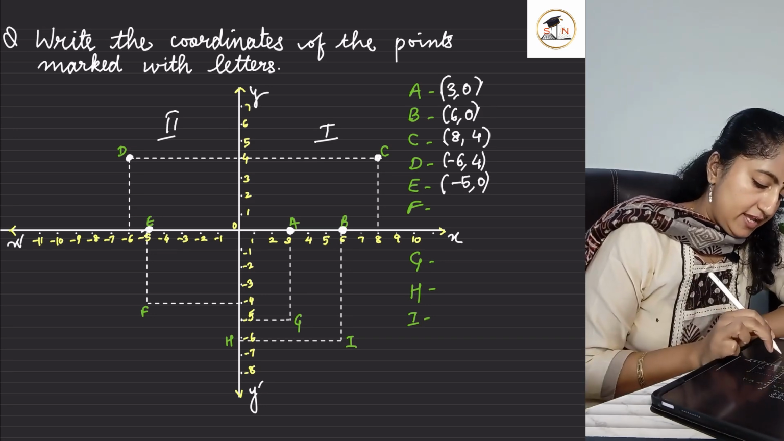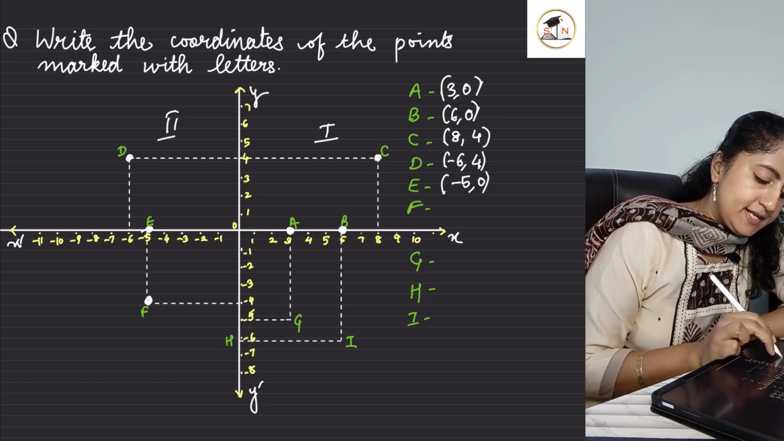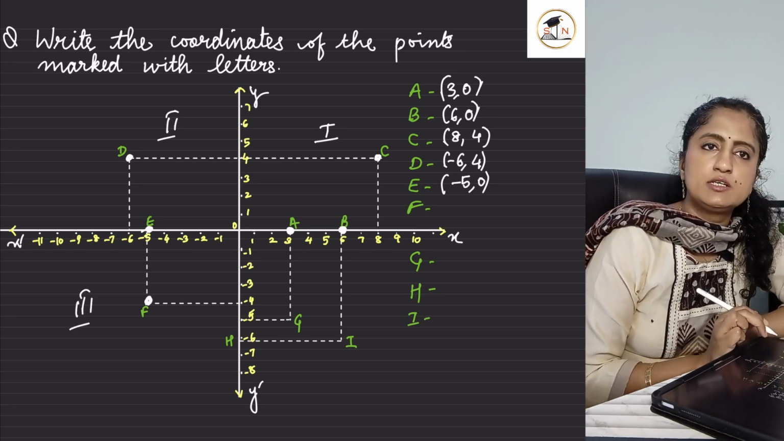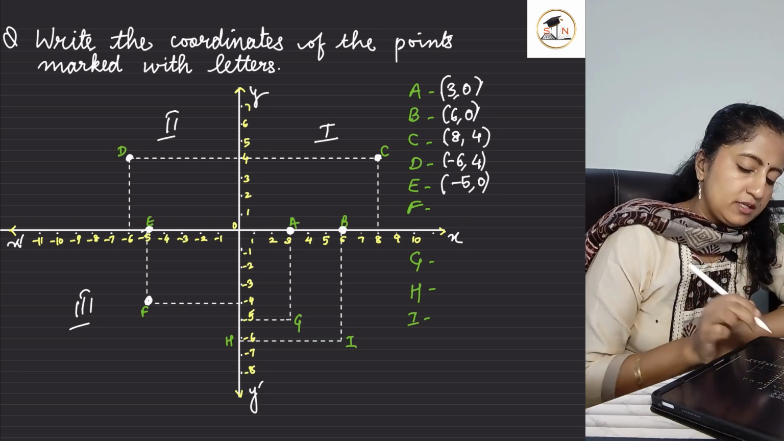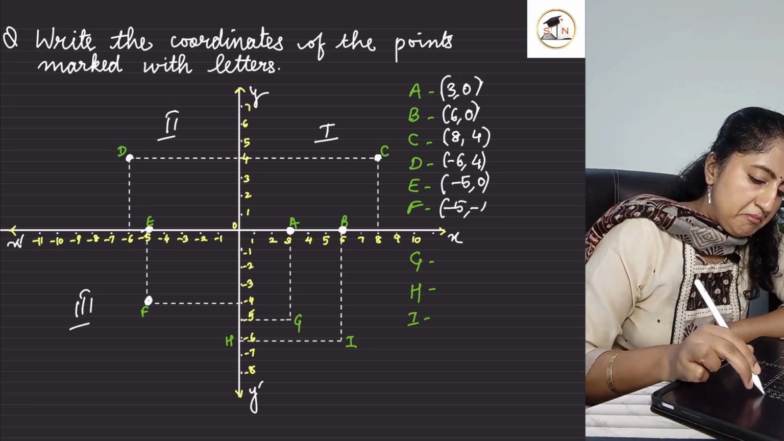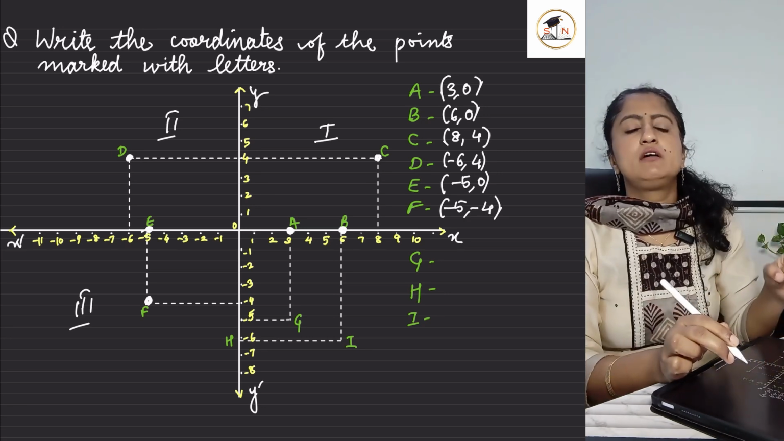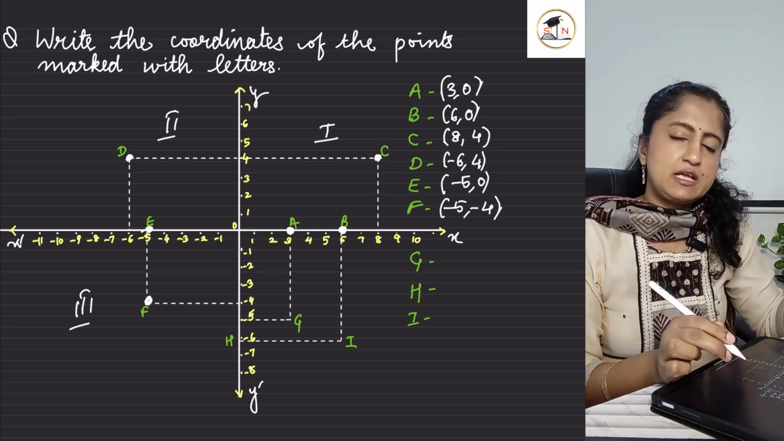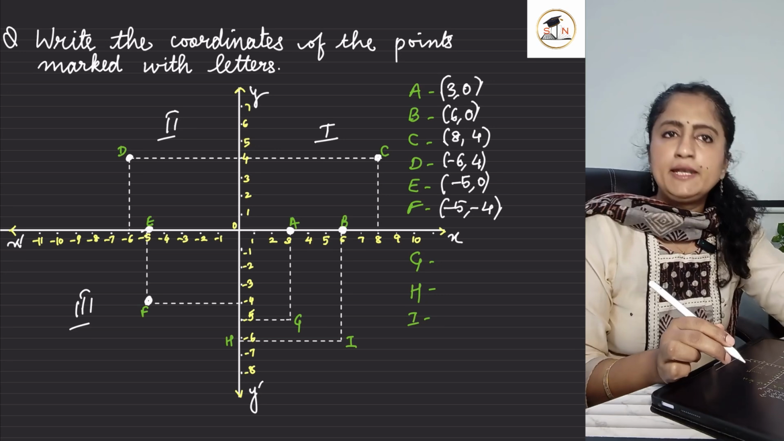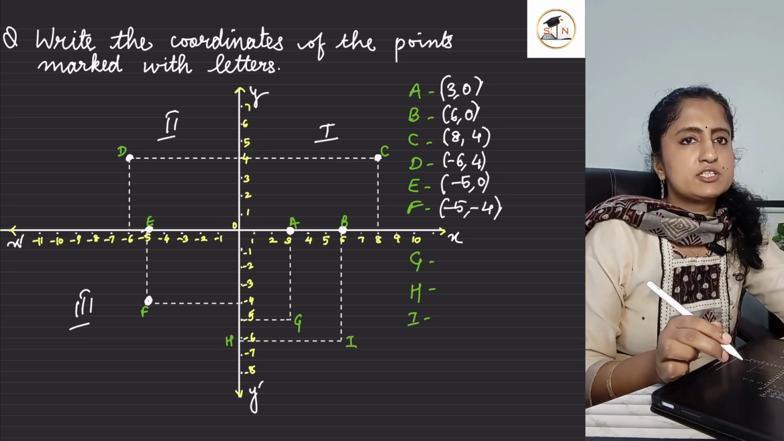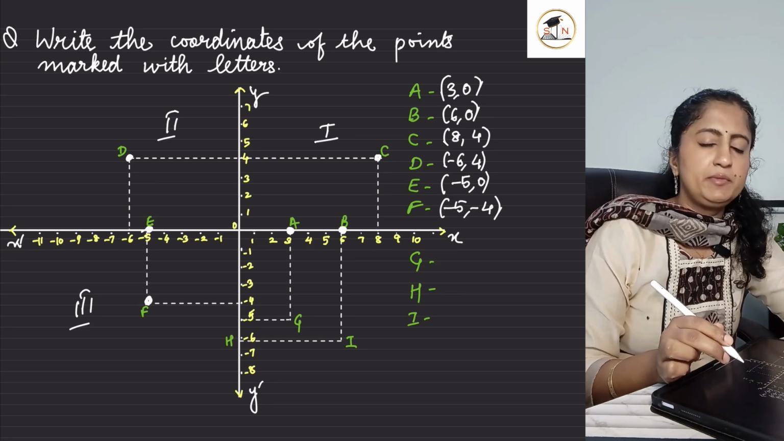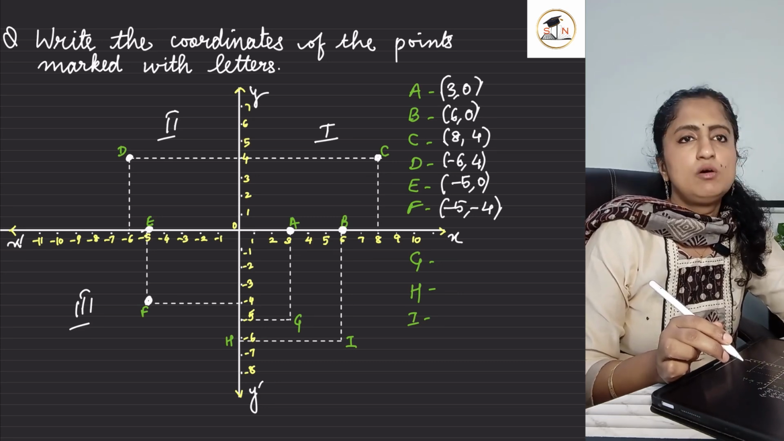Okay. Next, F. Which quadrant is it? It is the third quadrant. We are moving in anti-clockwise direction, right? So what are the coordinates for F? It is -5, -4. Guys, please be careful. It is not just the first time, but every year children have been confused. Many times they write the y component first and then the x component. Do not commit that mistake. It is going to be the x component first and then the y component.